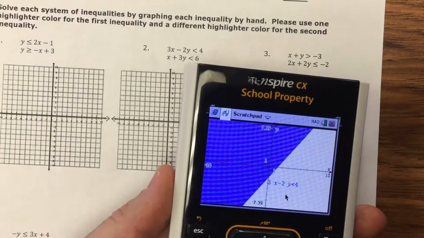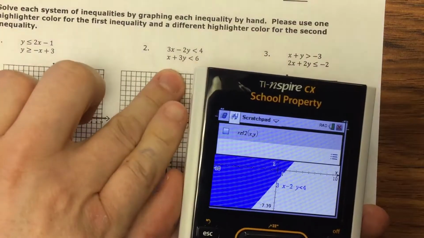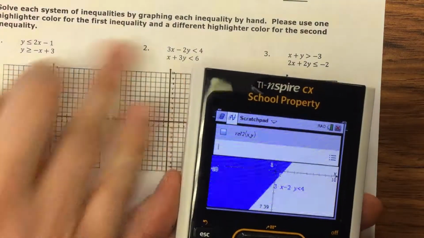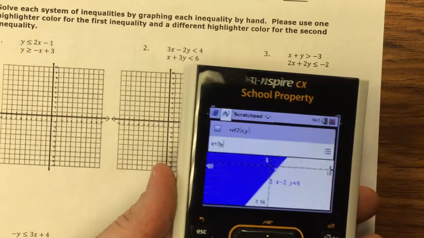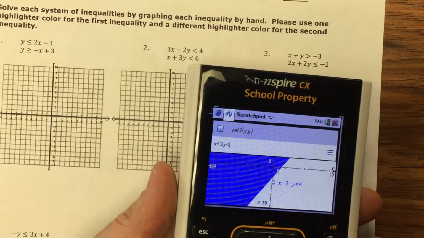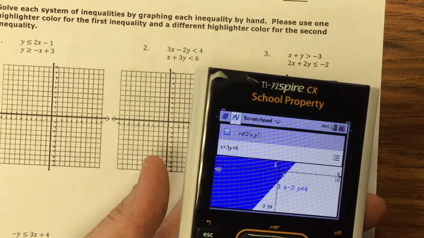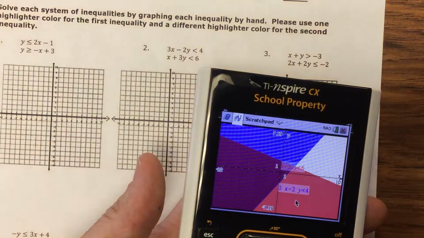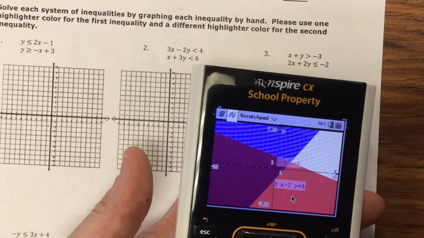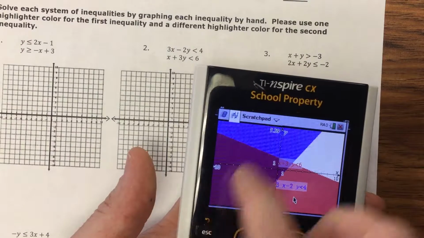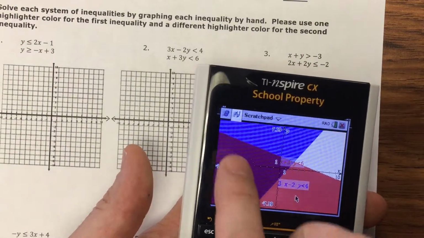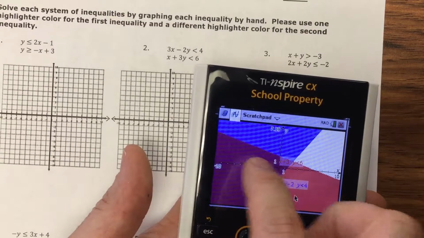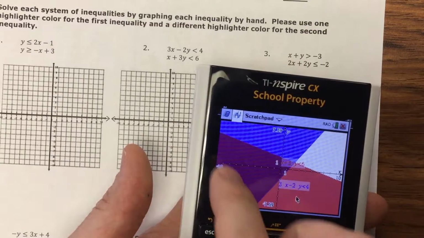Shading and everything. Okay, I hit tab. And then x plus 3y is less than 6. So x plus 3y, control equal, less than 6. I hit enter, there it is. Here's the first inequality in blue, here's the second one in this reddish or pinkish color. The solutions are found where you see the double shading, okay?